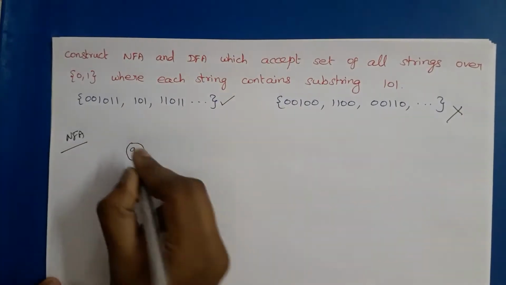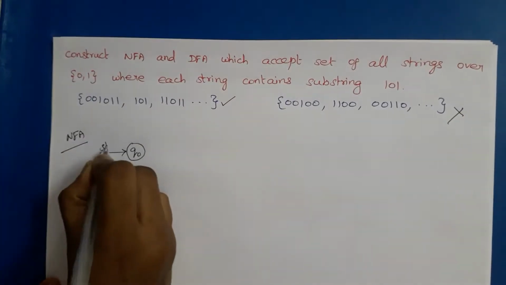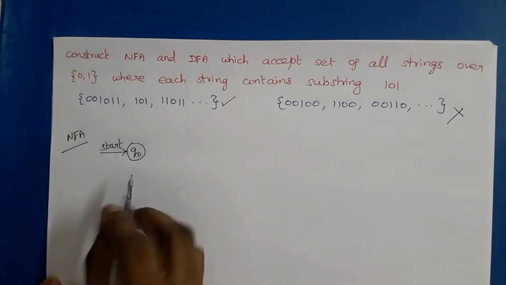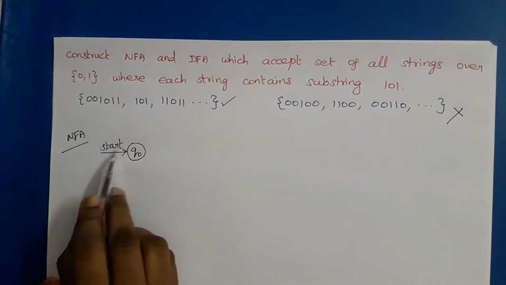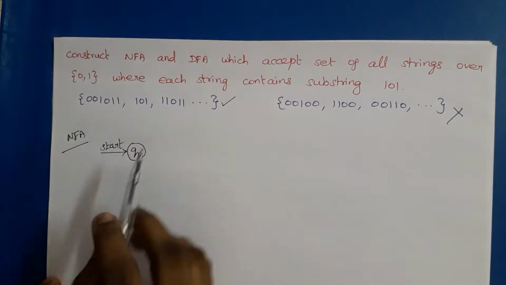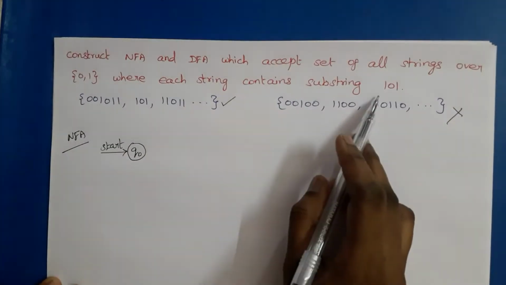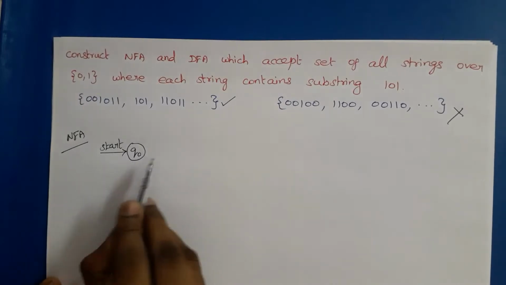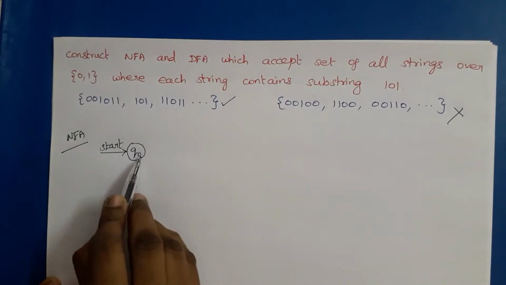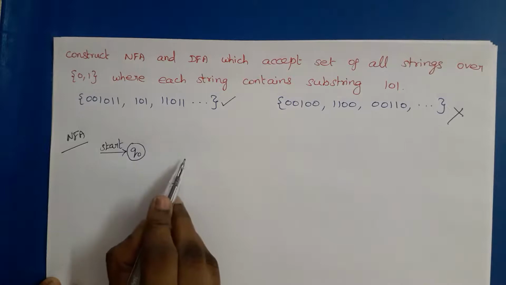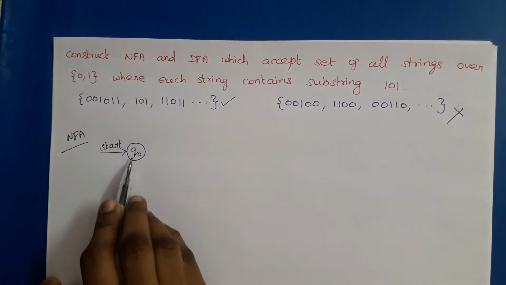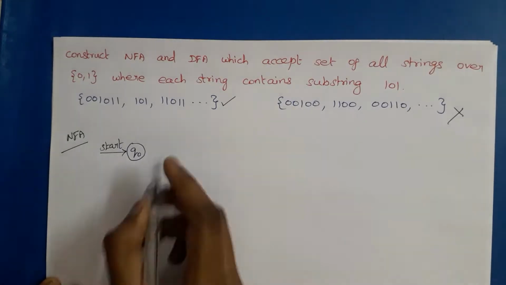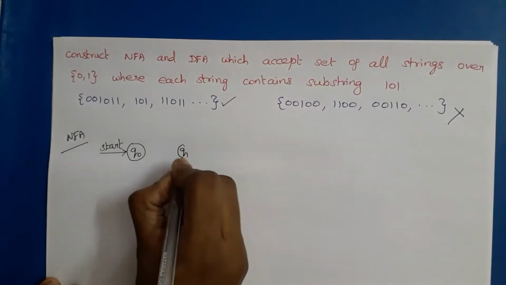Let us assume that Q0 is the start state of the NFA. The start state is represented using an arrow labeled start. The condition is that 101 is a substring. So in Q0, if 1 is the input symbol, it has to change the state from Q0 to Q1, because we need to reach the final state.